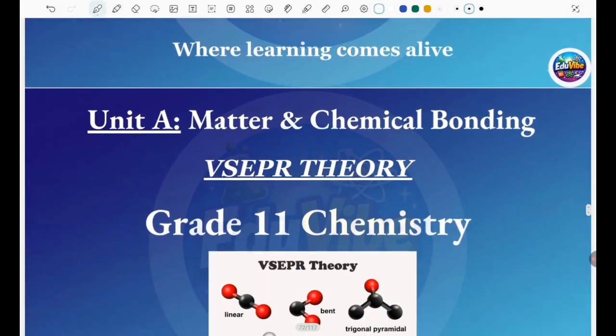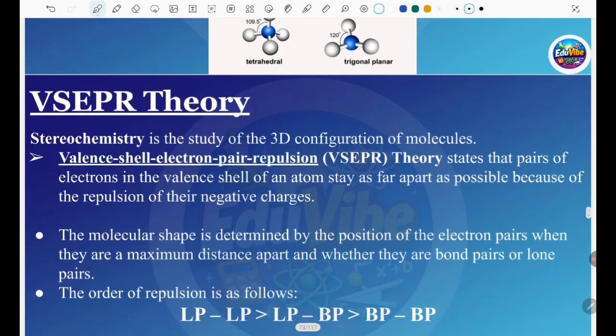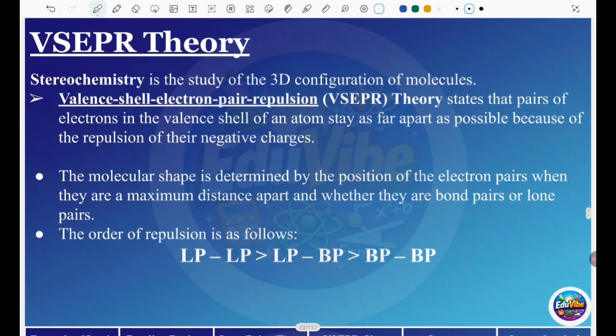Today we will start with another topic of matter and chemical bonding, which is the VSEPR theory. The VSEPR theory is a very important topic. We will learn what VSEPR theory is. VSEPR theory basically gives the 3D structural formula for any molecular problem. So let's deal with what VSEPR theory is.